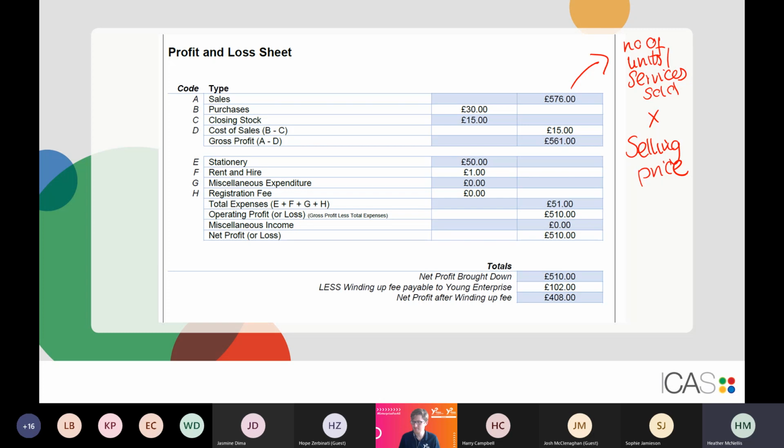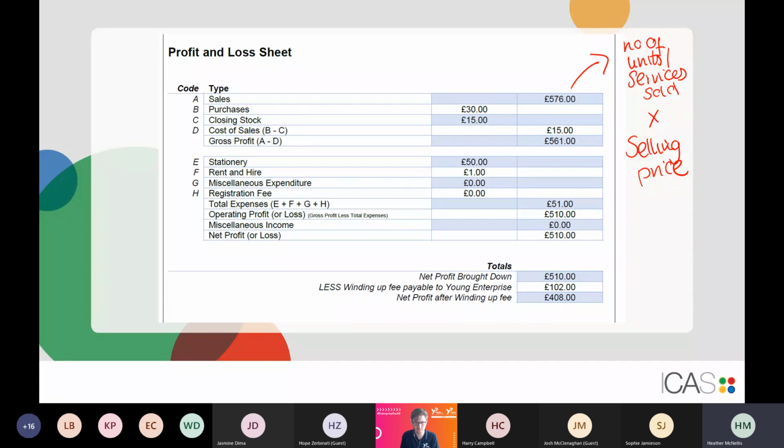Then we come down to B, C, and D. Now, B, C, and D is all to do with the cost of making the sales that you have made. Okay, so you've made these sales, 576. But what we then need to consider is, how much cost have we incurred to actually go ahead and make those sales? You didn't make them for nothing. Well, maybe you did, but even materials cost money. Even something you had lying around your house, initially that thing would have cost money.